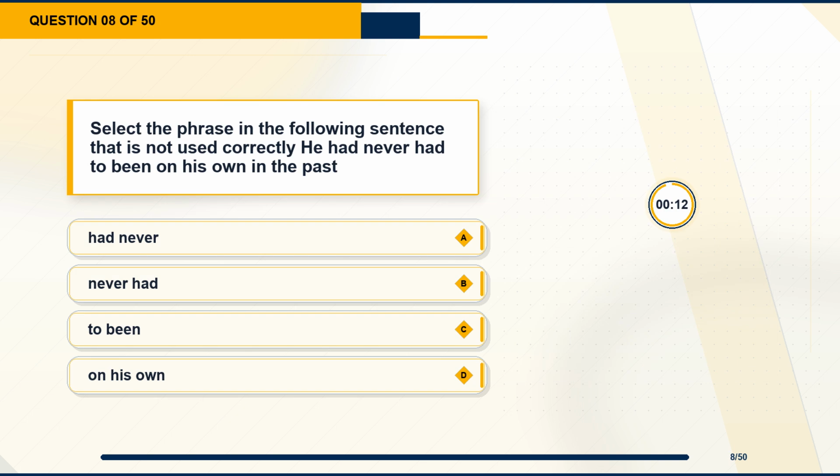Question 8. Select the phrase in the following sentence that is not used correctly. He had never had to been on his own in the past. Option A, had never. Option B, never had. Option C, to been. Option D, on his own.